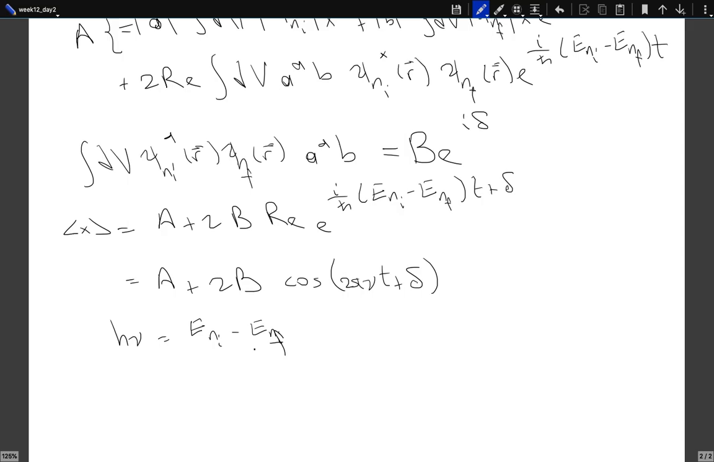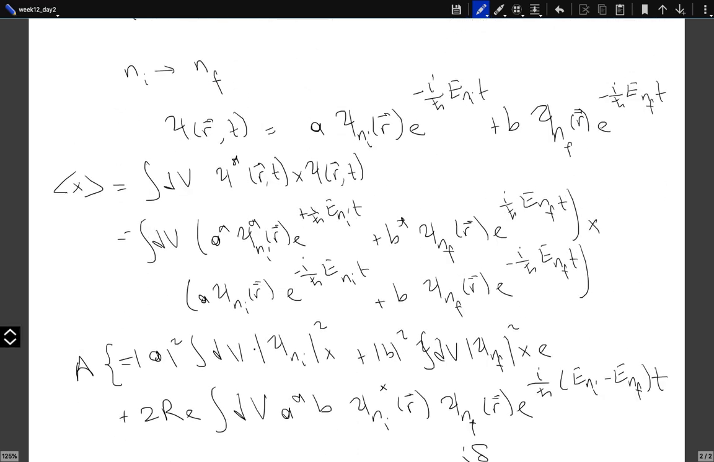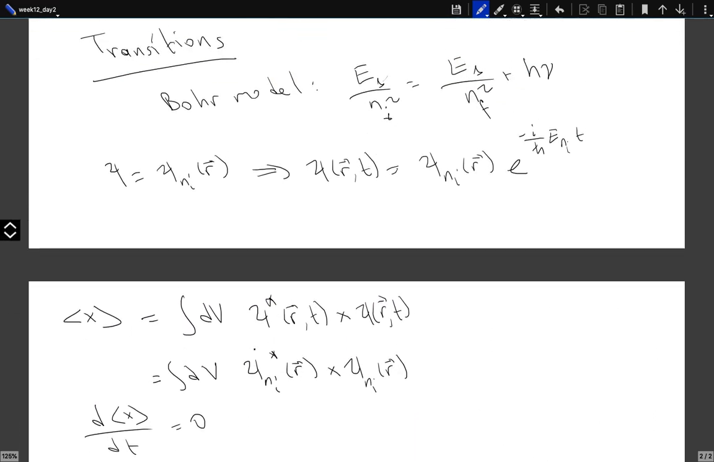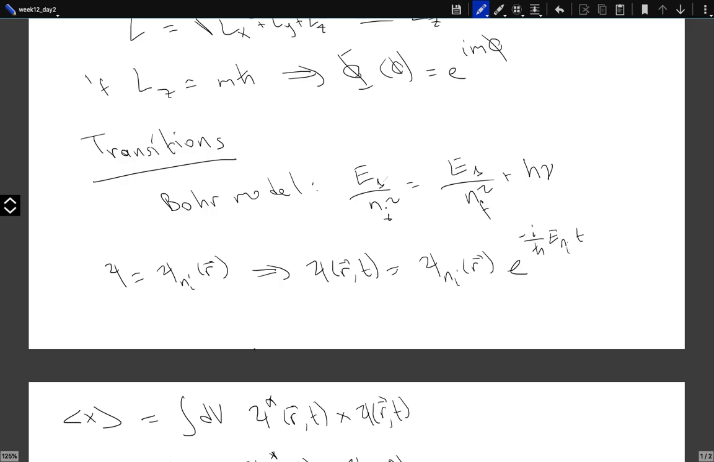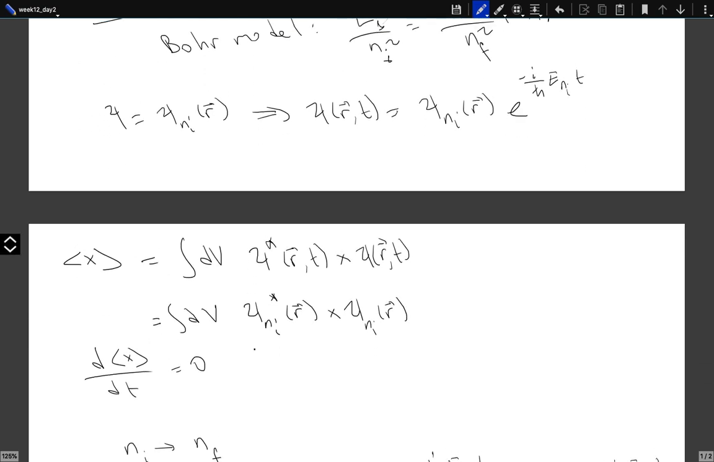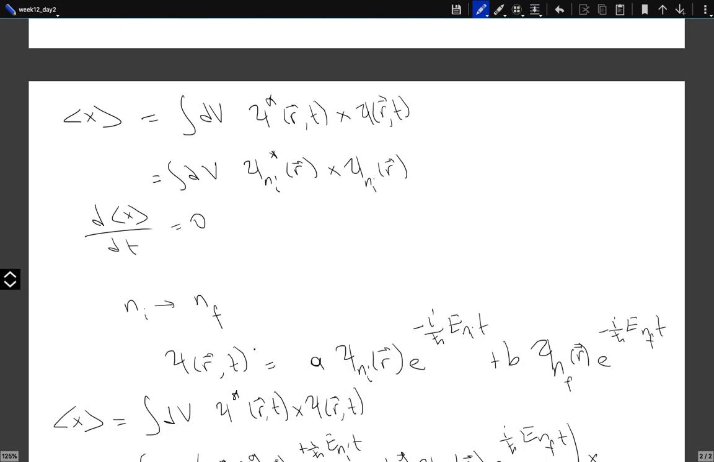How come we have an oscillation if it doesn't depend on time? No, you see, this depends on time. What we first looked at was an electron that is not making a transition. It's in an energy state. Its expectation value of the position of the electron is independent of time. So no electromagnetic radiation.